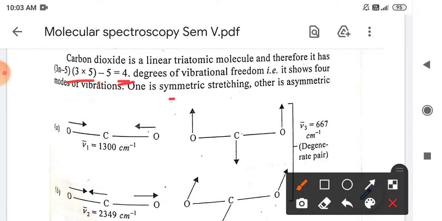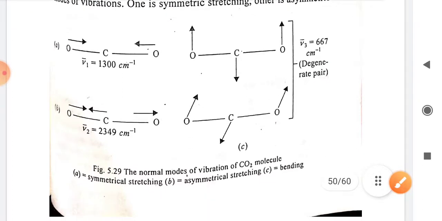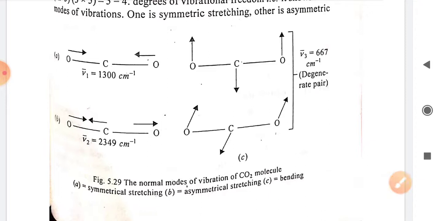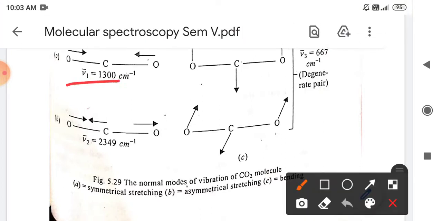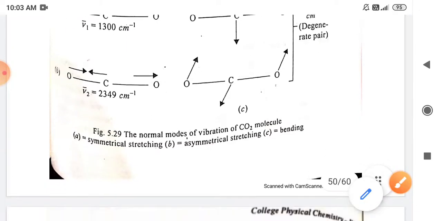One is the symmetrical stretching, another is the asymmetrical stretching, and the other two are the bending modes of vibration. Now, does symmetrical stretching involve a dipole moment change? Yes, it will involve some change in the dipole moment.